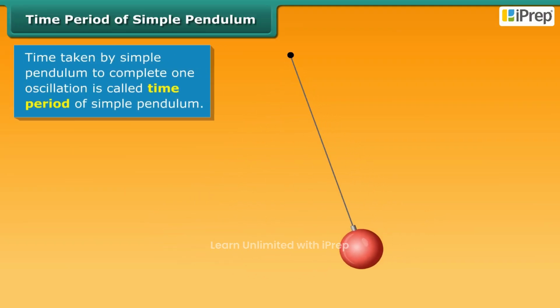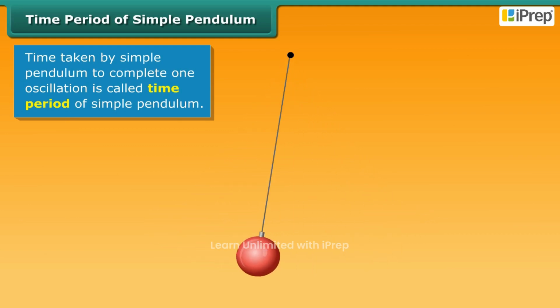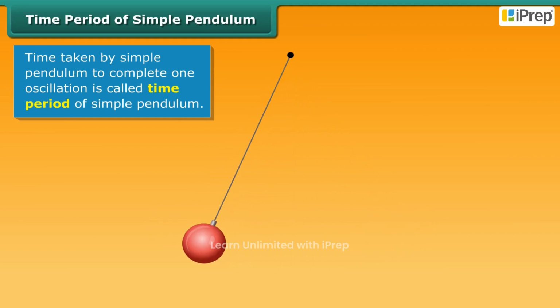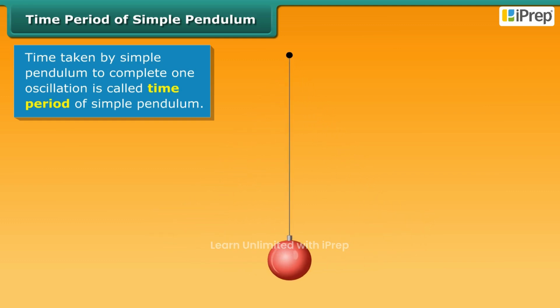The time taken by the pendulum to complete one oscillation is called its time period. You can compute it with the help of this simple exercise.